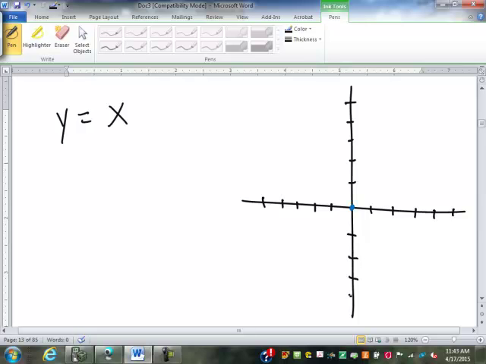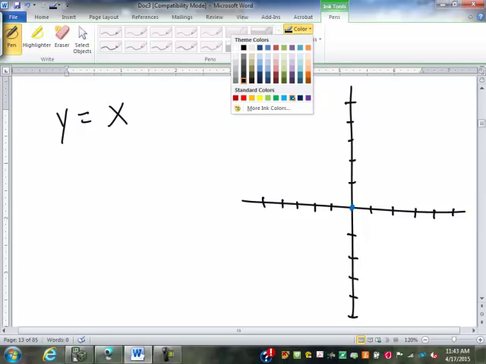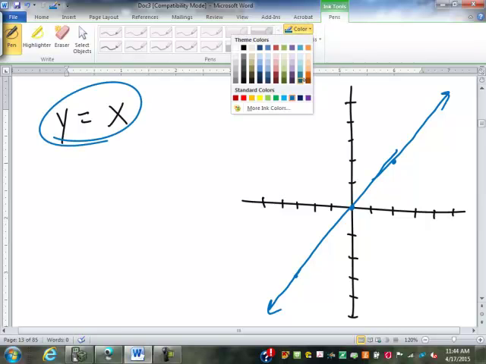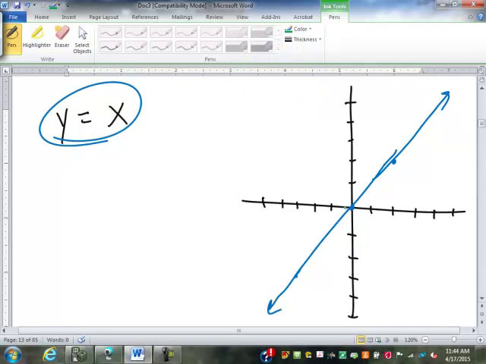For example, if I were to pick x equals 2, y would have to equal 2, giving me a point right there. Or x equals negative 3, y would equal negative 3, giving me a point right there. Creating a line across the graph like this. That is the simplest linear equation we can create. And as I said, it gives us those standard traits of going through the center and having that 45-degree angle across the graph, assuming I do that straight, which I didn't quite do.